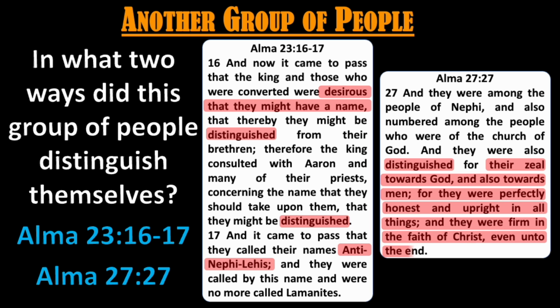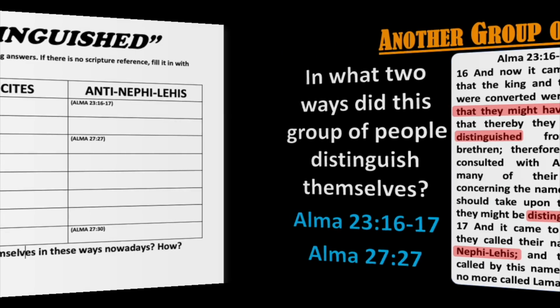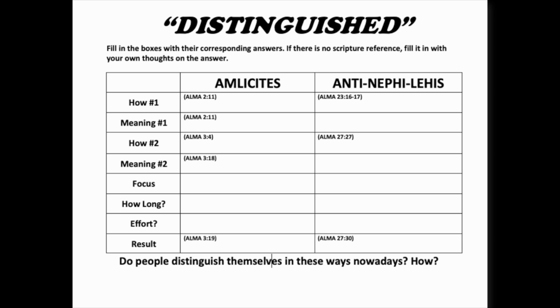So whereas the Amlicites decided to distinguish themselves with an outer mark, how did the Anti-Nephi-Lehis do it differently? These things are all inner things, qualities of the soul. They distinguished themselves by their character. So our chart here, quick review. The Amlicites first distinguished themselves by changing their name. The meaning was to reflect their commitment to the values of Amlici. The second way was with a red mark, meaning rebellion.